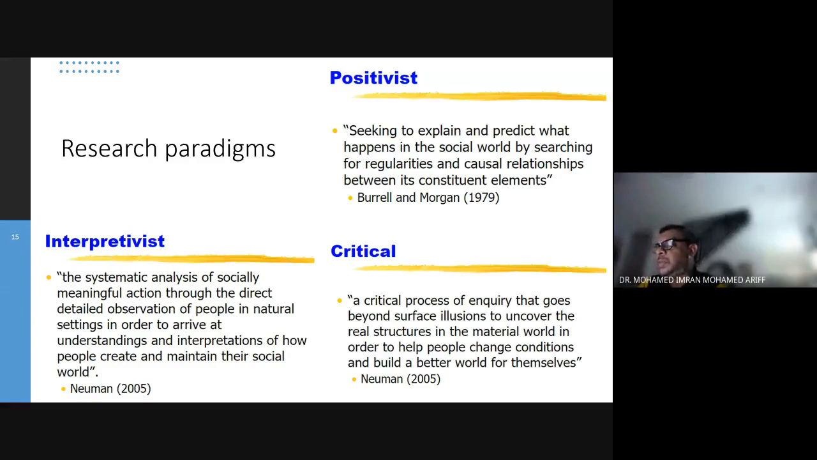Okay, that is interpretive. Okay, critical pula. A critical process of inquiry that goes beyond surface illustration to cover the real structure in the material world in order to help people change condition and build a better world. Okay, critical almost the same as interpretive, tetapi awak melihat, okay, you akan menggabungkan kedua-duanya sekali, iaitu positive dan interpretive, and you become very critical about that. Okay, apakah yang akan terjadi dengan benda ini?